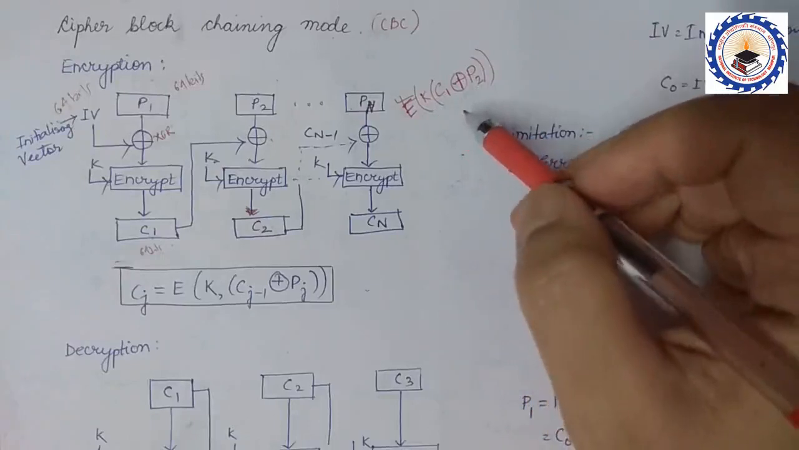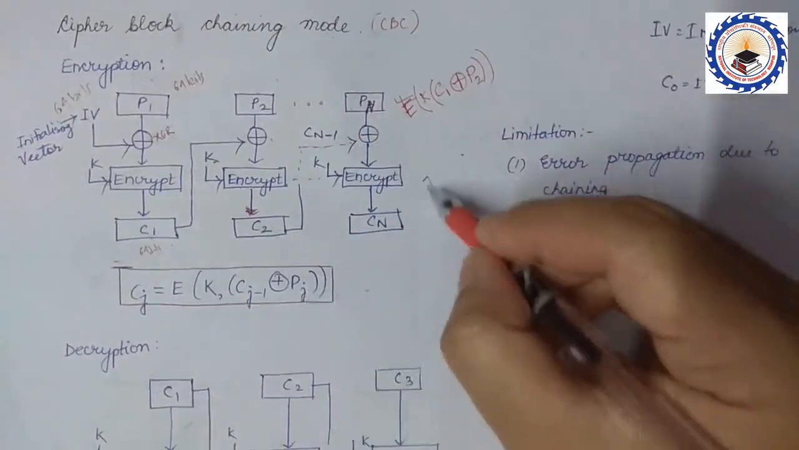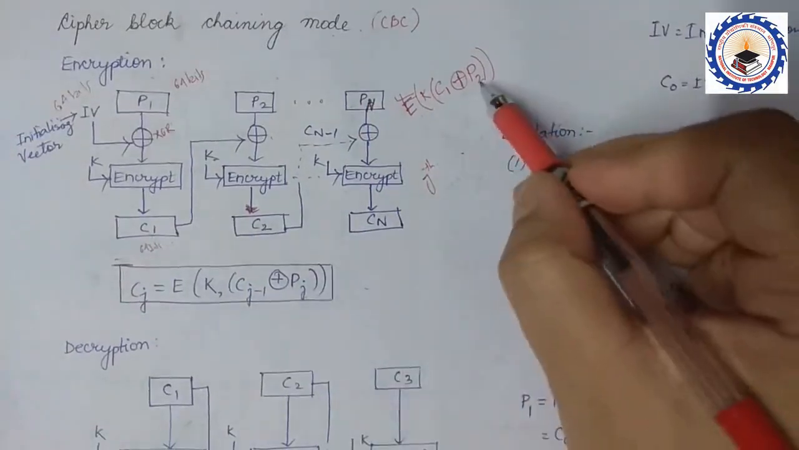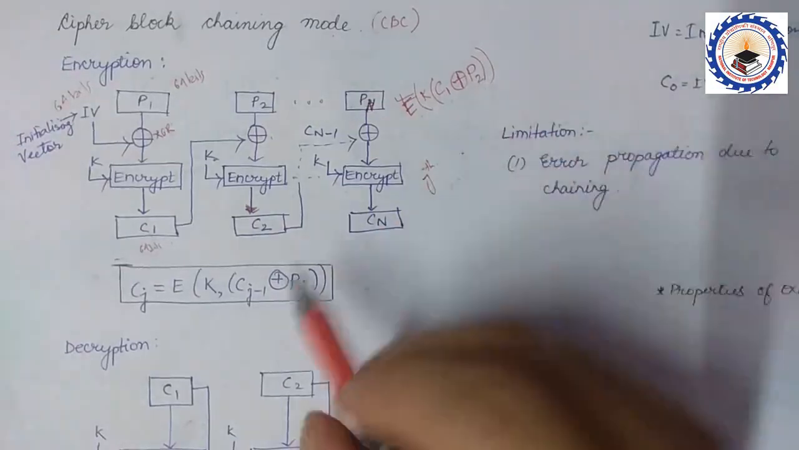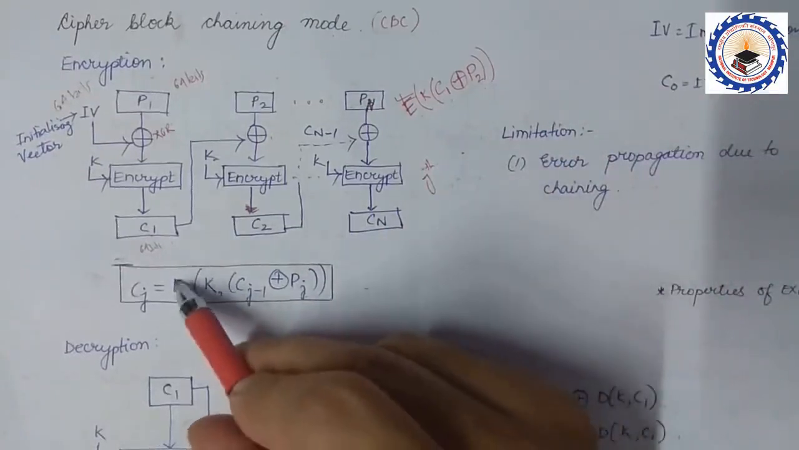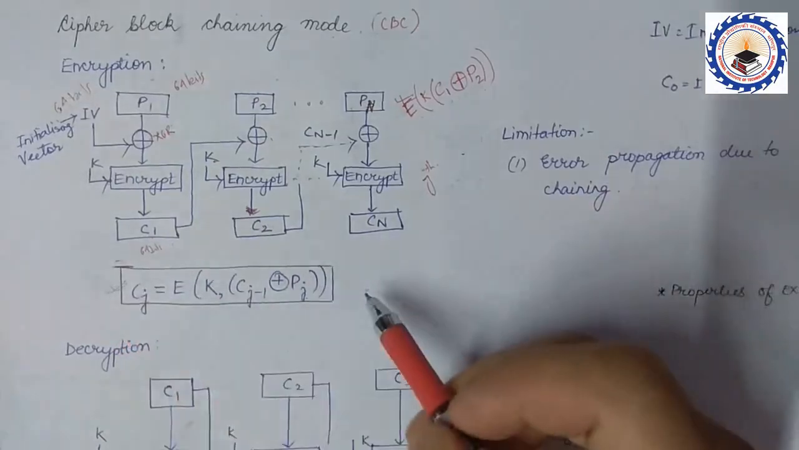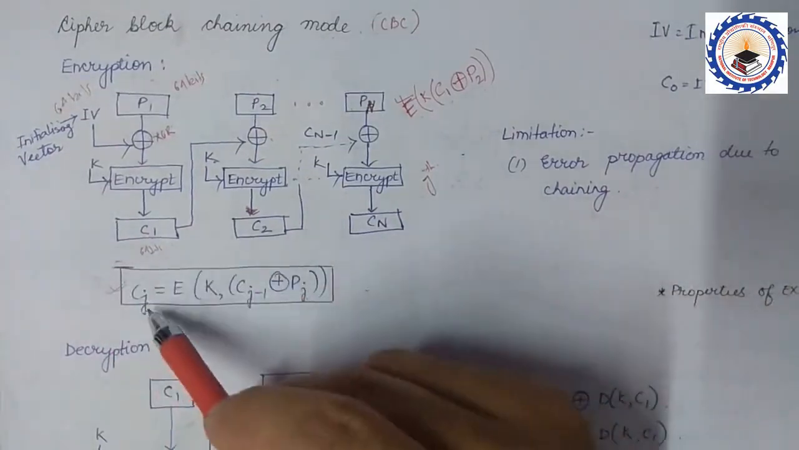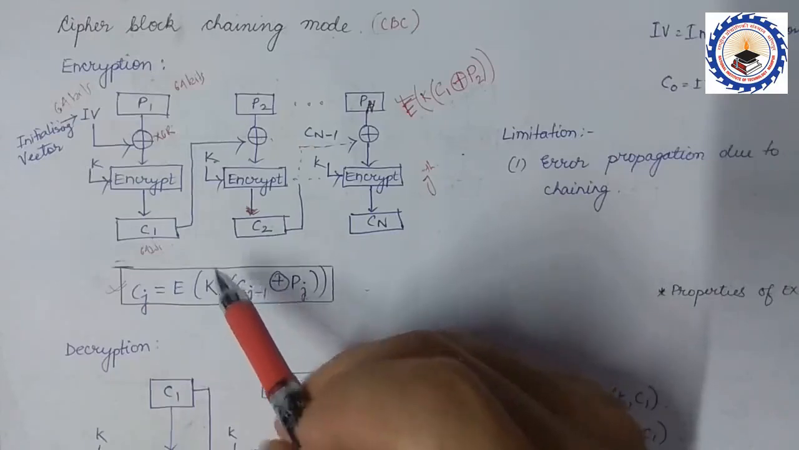So if we write it in the general method, if we are performing the j-th step, then this will be Pj. This is Pj, and this is Cj minus 1. When it is 2, it becomes 1 here. So when it becomes j, it becomes j minus 1. Then encryption with the key, with the symbol E for encryption, and we get the ciphertext of the j-th block. So this is how you write the formula for the encryption.